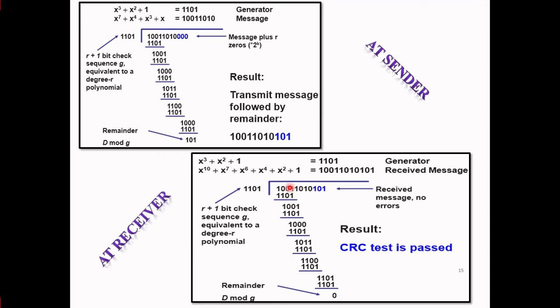So 110, 000, 011, and this 110. So remove this last 0 and take here 1. Now 1101, 1101, here 110, 000, 010, 011, sorry, and 110. So remove this last 0 and take the next bit 0. So this is 1101, and again do the same operation, and at last we get the remainder 0. So the CRC test is a pass. This is the concept of CRC.